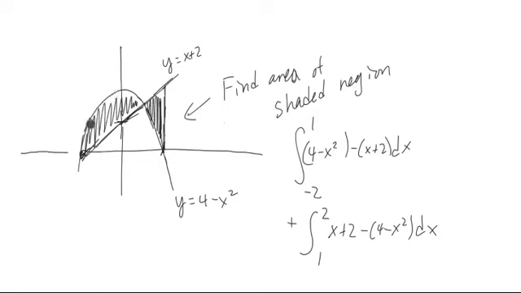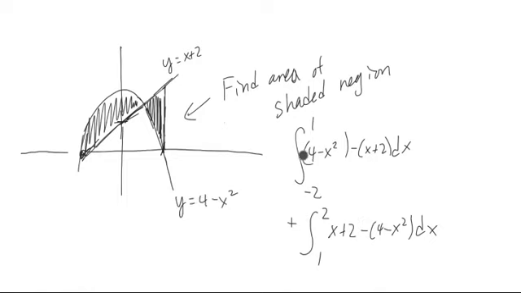So over here on this part, y equals 4 minus x squared is the top function. Then y is equal to x plus 2 is the bottom function. And on this part, we have x plus 2 as the top function, and y is equal to 4 minus x squared is the bottom function.